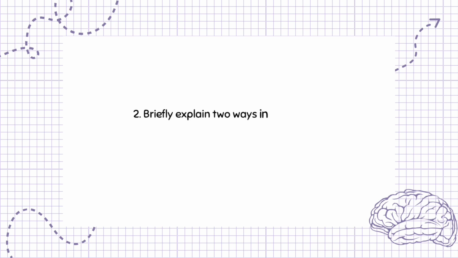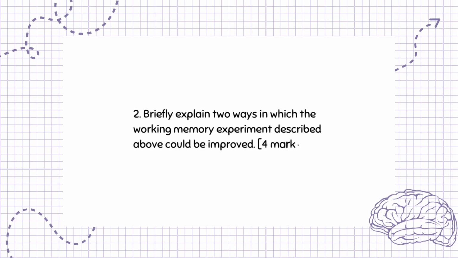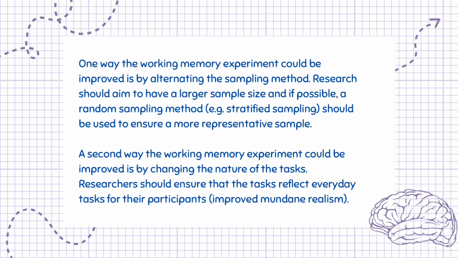Question 2. Briefly explain 2 ways in which the working memory experiment described above could be improved. 4 marks. One way the working memory experiment could be improved is by altering the sampling method. Researchers should aim to have a larger sample size and, if possible, a random sampling method, e.g. stratified sampling, should be used to ensure a more representative sample. A second way the working memory experiment could be improved is by changing the nature of the tasks. Researchers should ensure that the tasks reflect everyday tasks for their participants, improving mundane realism.